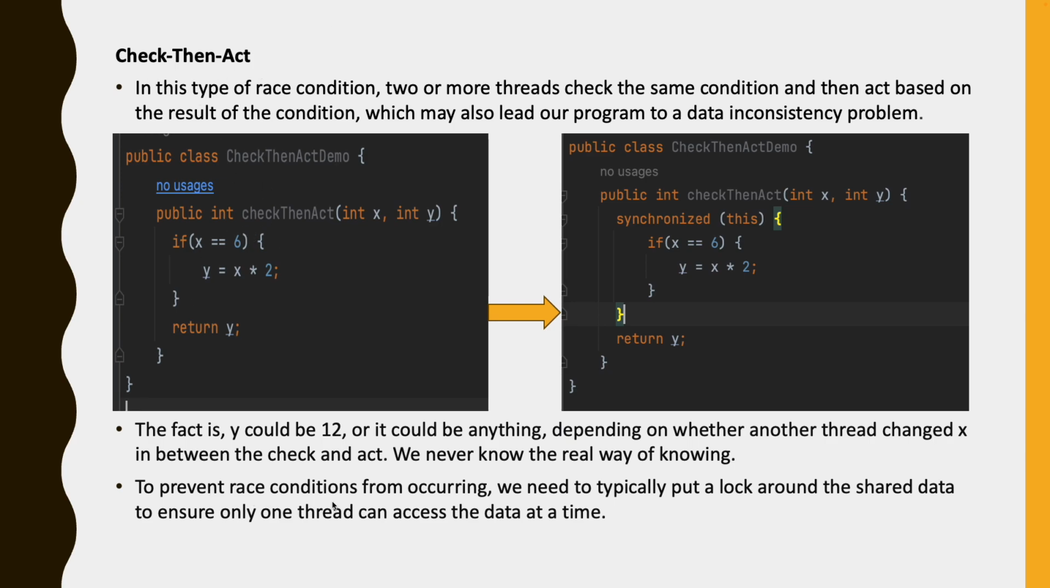To prevent this type of race condition from occurring, we need to put a lock around this shared data to ensure only one thread can access this data at a given time. So in our example, we have added a synchronized block for this if condition, which will avoid this inconsistency issue.